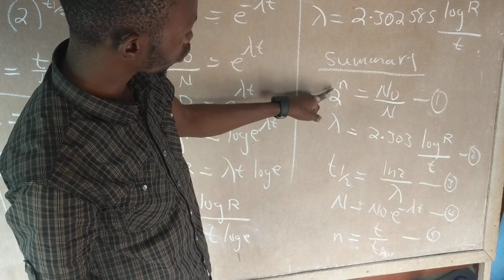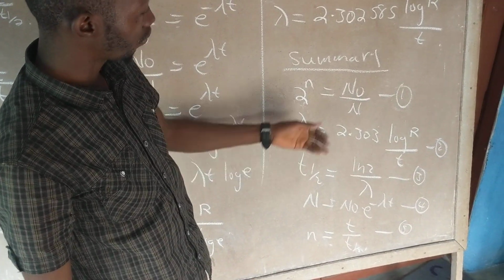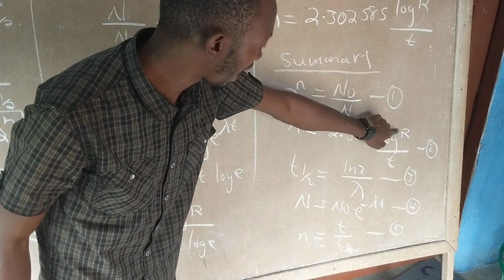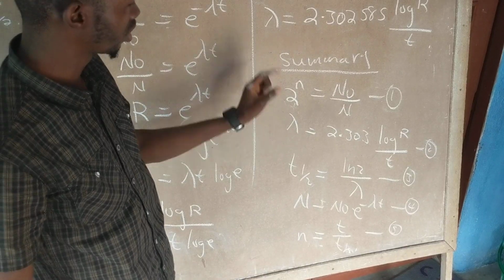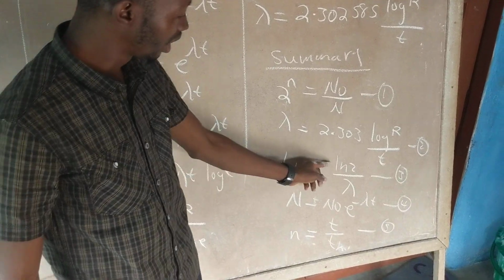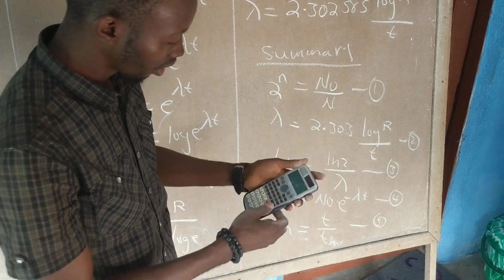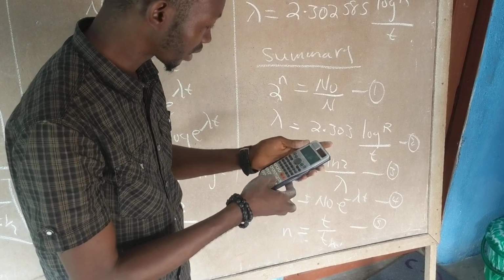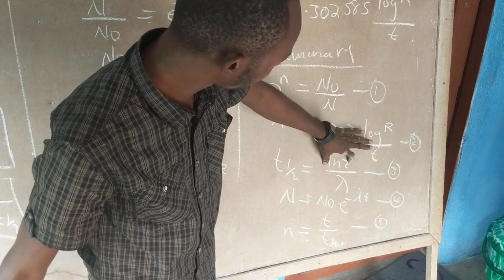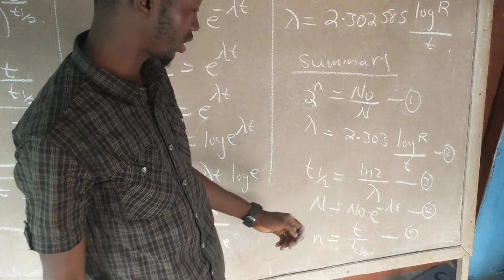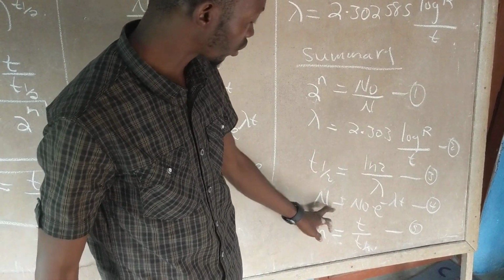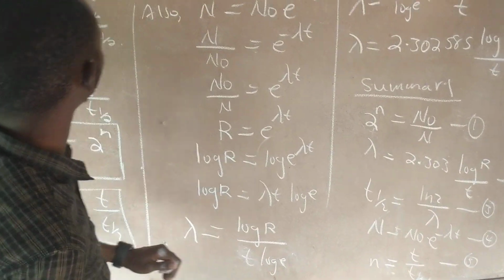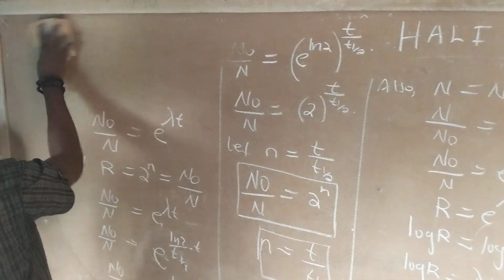So the next one again, to solve any half-life question, you have to know this: 2 to the power n is the disintegration ratio, which can as well be simplified as N0 all over N. Lambda equals 2.303 log R all over t. You know this R is the same as 2 to the power n, which is the disintegration ratio. And we have the half-life to be ln 2 over lambda. But ln 2, if you take your calculator, will give you something like 0.693. You can substitute ln 2 to be 0.693 divided by lambda. Some books you might see that. And we have the nuclei N equals N0 e to the power minus lambda t, and n equals t all over T half. So when you master this, you can solve any question regarding half-life.